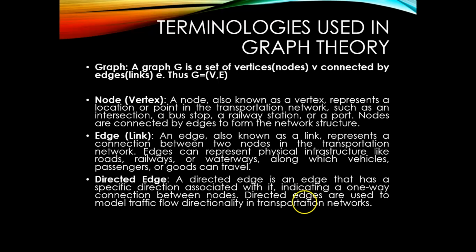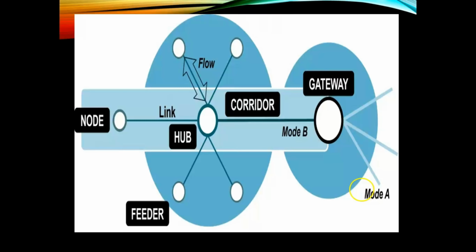So the first three we have here are the graph, which is the combination of the nodes and the links. Then understanding what a node is and what an edge is gives us a good ground on the terminologies that are used in graph theory.